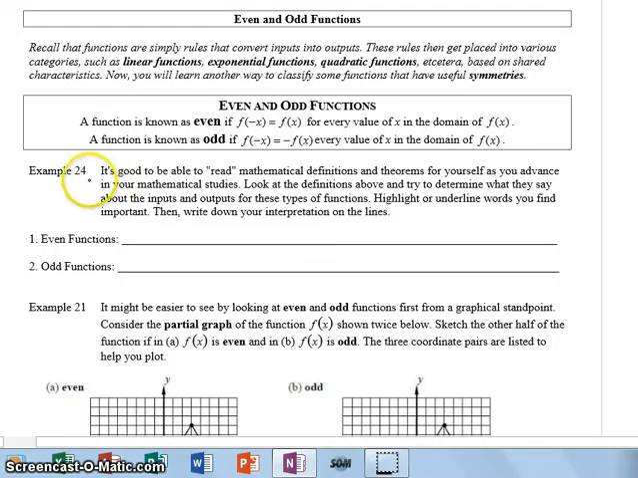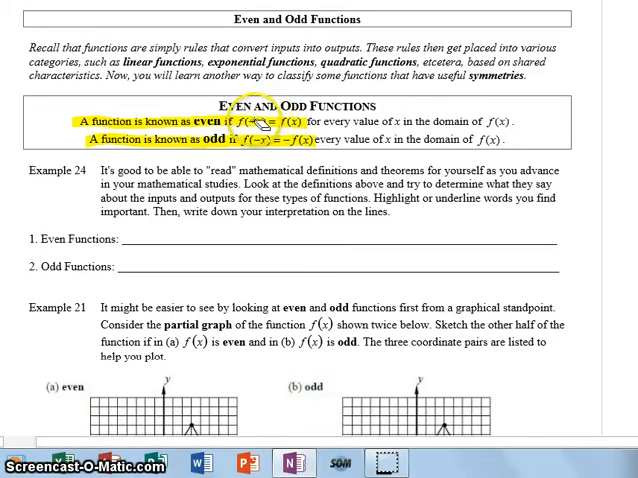So, example 24. We're going to talk about these in a minute right here. These are really important, but we're going to put them in easier terms in a minute, okay? It says it's good to be able to read mathematical definitions and theorems for yourself as you advance in your mathematical studies. Look at the definitions above and try to determine what they say about their inputs and outputs for these types of functions. Highlight or underline words you find important, and then write down your interpretation of these. Okay.